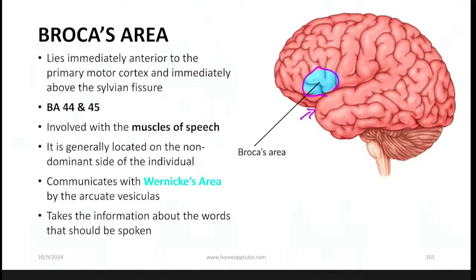Broca's area has Brodmann areas 44 and 45 involved in the muscles of speech. Remember that it is generally located on the dominant side of the individual, and Broca's area communicates with Wernicke's area by the arcuate fasciculus. They take the information about the words that should be spoken.